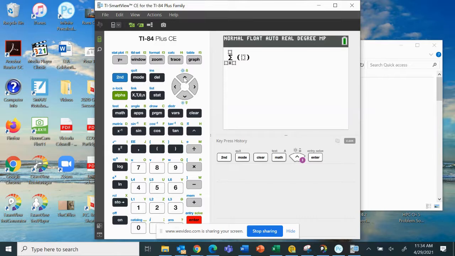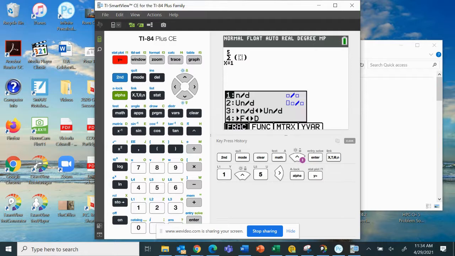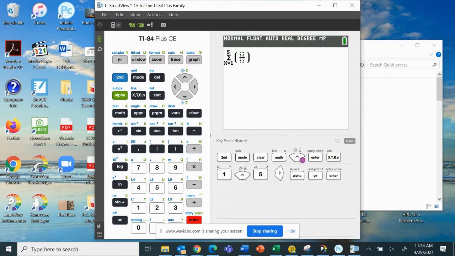You can use whatever letter you want, but I just use X because there's a button for it, so it makes it super easy. And we're doing from 1 to, what was the top number? I'm not looking at it right now. 5, that's right. And then remember, if you do have the new calculators, alpha, y equals, enter, gives me a fraction. And then it's x factorial on top. So to get x, you just use the x button right here.